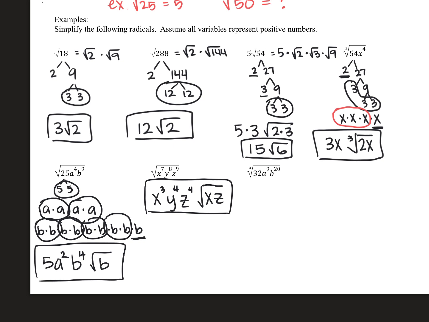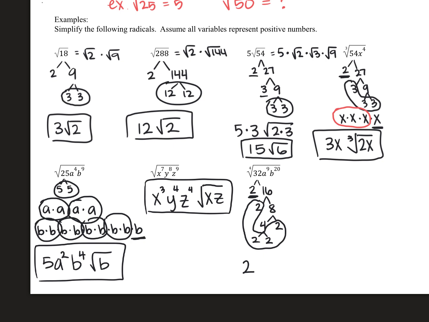Last example, 4th root of 32, a to the 9th, b to the 20th. So 32 I'm going to break down as 2 times 16. 16 I'm going to break down as 2 times 8. 8 is going to break down as 4 times 2. 4 is going to break down as 2 times 2. So in this case, I have a 4th root, which means I need to have 4 of the same number in order for it to simplify. So I have 4 2's there, and then I have one left over. So I'm simplifying this. I'm going to have a 2.